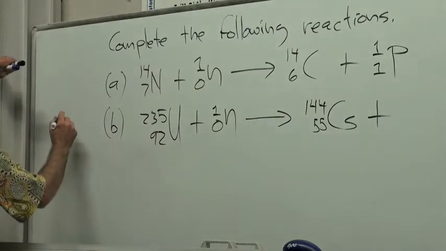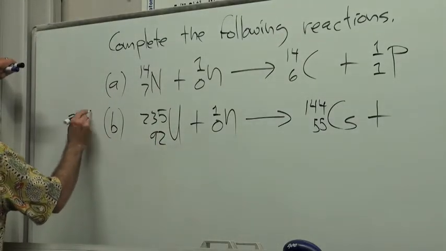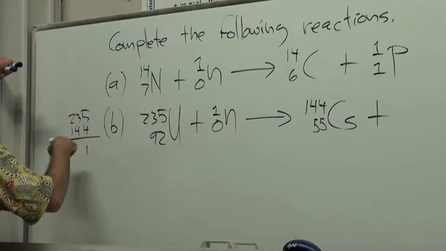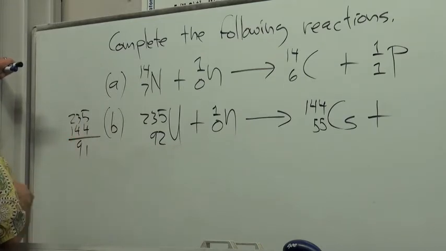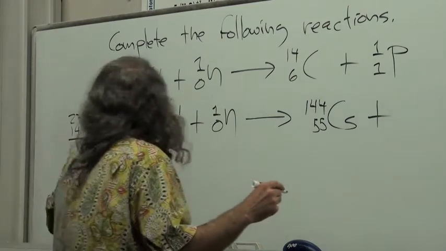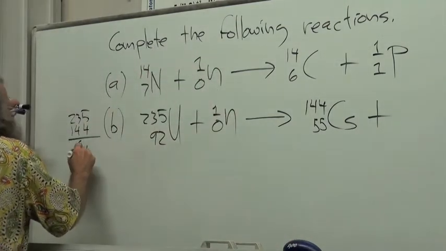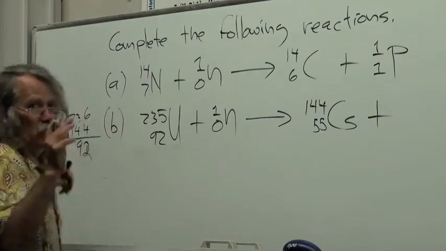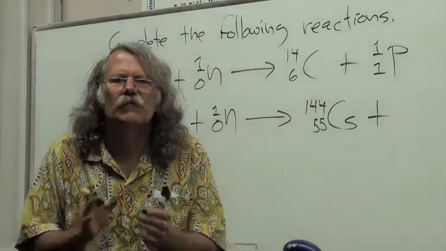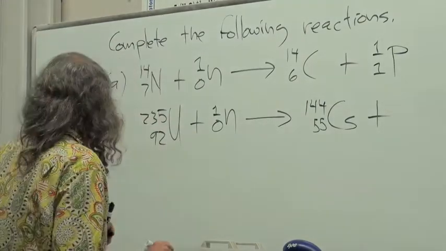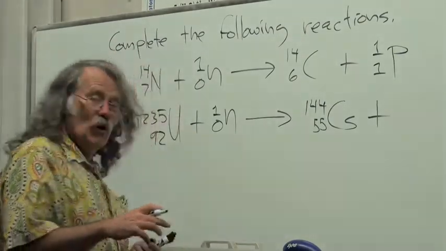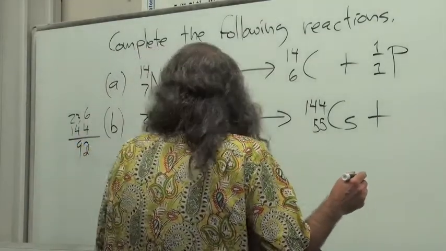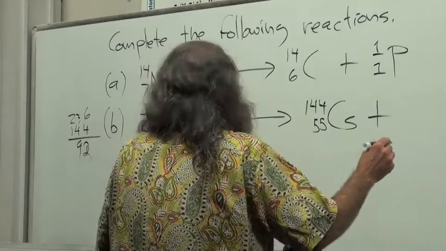So I got over my scratch paper 235, 144, 1, and then that becomes a 9. Oh, plus that, yes. So it would be 236. So it would be 92. Thank you. I reproducibly make my mistakes. Okay. 92.